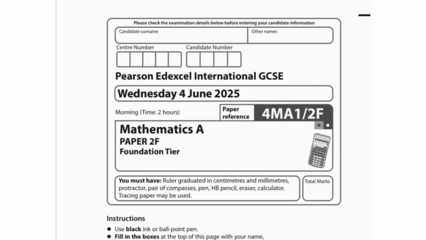Today we're doing paper 2 for Foundation, IGCSE Edexcel Maths A for May June 2025 series.